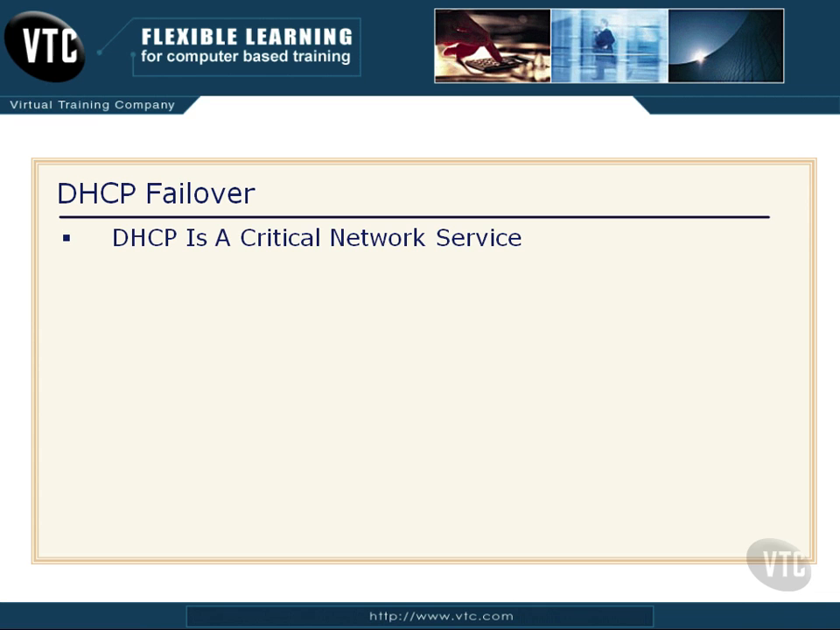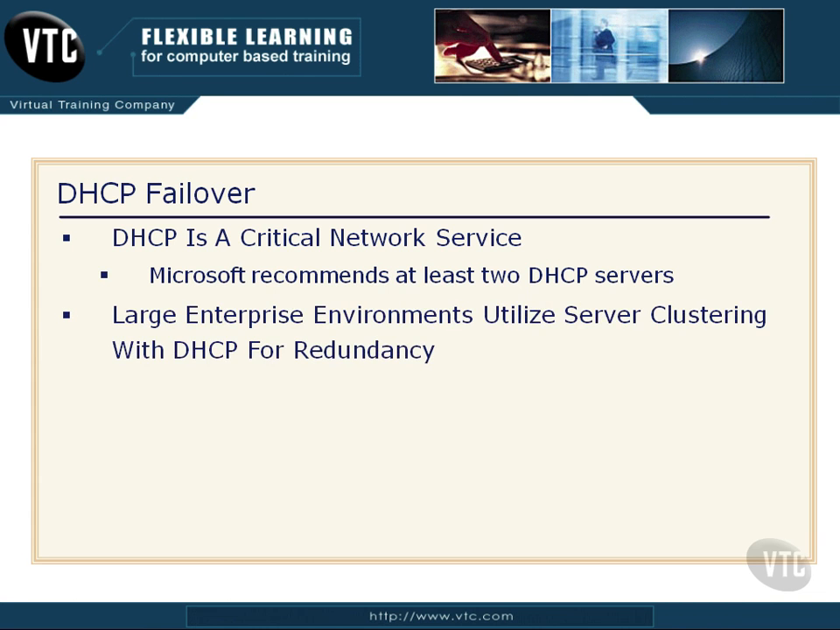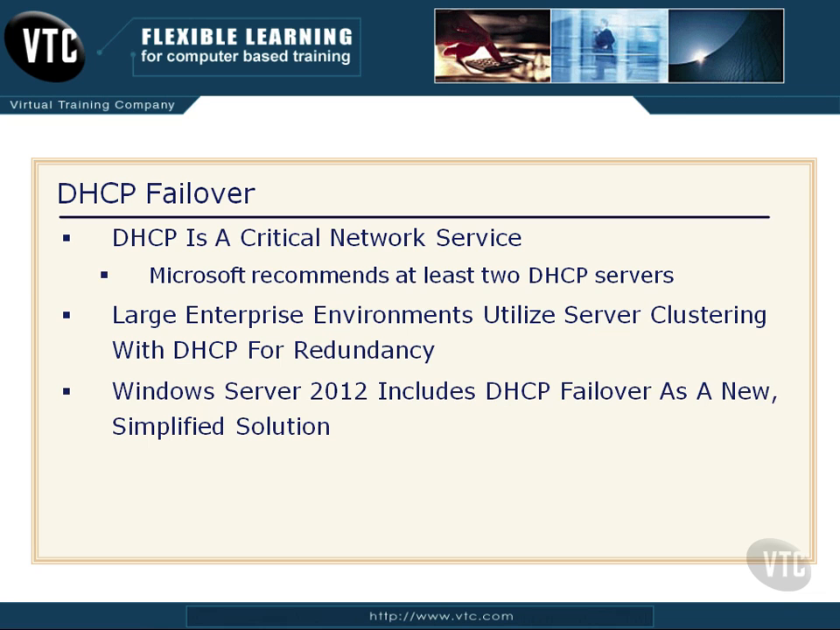Well, first of all, DHCP, as you already know, is a critical network service. If this thing fails, then people stop getting addresses and it causes a problem. So Microsoft's always going to recommend that you have at least 2 DHCP servers in your network. Probably should have more, but at least 2, so watch for that on the exam. Next, large enterprise environments a lot of times will utilize server clustering, and they will include DHCP in there for redundancy, and it works great.